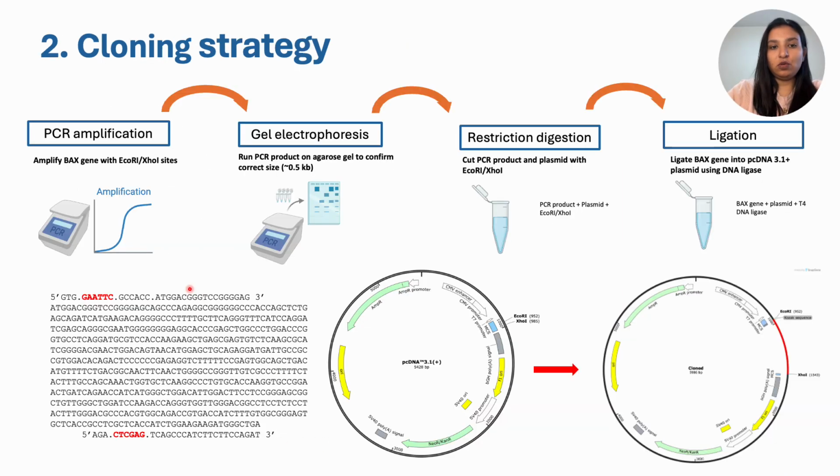So to clone the BAX gene into this plasmid, we followed a step-by-step cloning process, which involves PCR amplification of the BAX gene using the designed primers, followed by gel electrophoresis to confirm the product size, which should be around 0.5 kb. And then both the PCR product and the plasmid were digested with EcoRI and XhoI. Then these digested fragments were ligated using T4 DNA ligase to ensure correct integration of the BAX into the vector. So here I have added an image to show how the plasmid looks after the BAX gene insertion.